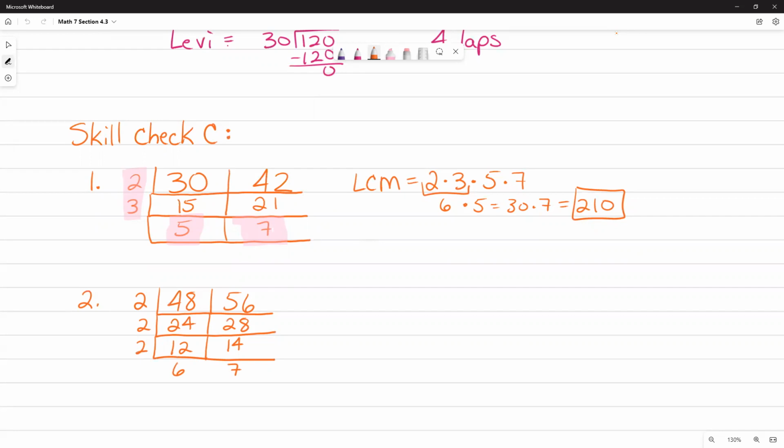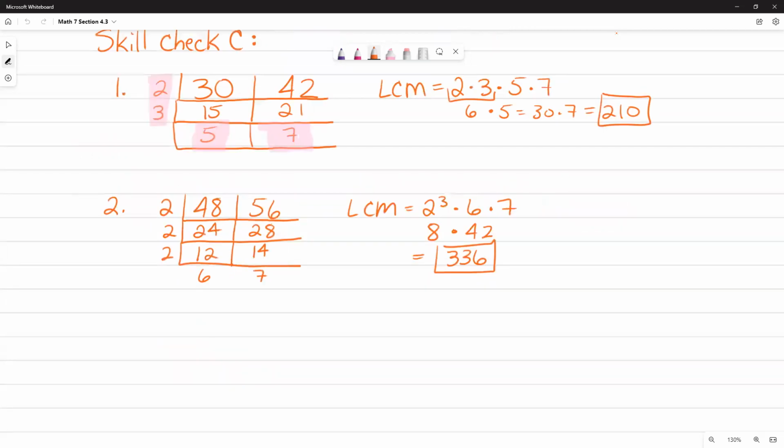So there we go. The LCM is 2 cubed, which is what? 8. Yeah, 2 times 2 times 2. 8 times, I'm just going to do the 42. So 8 times 2 gives me 16, so carry my 1. 8 times 4 is 32 plus that 1 gives me 33. Yep, the LCM is 336. And what I think I got for number 3 is 252. That is correct. Very good.